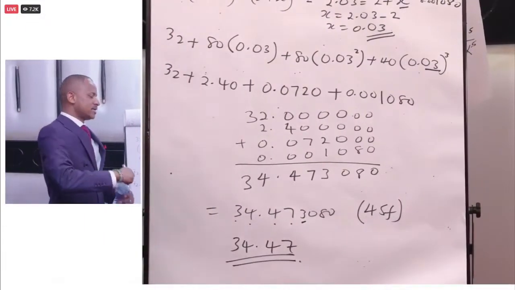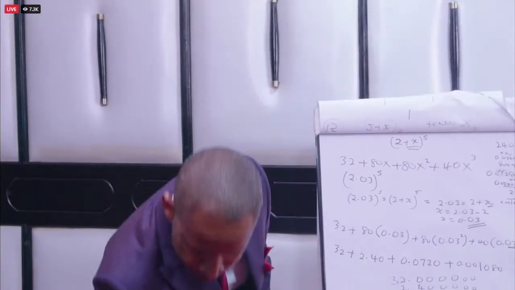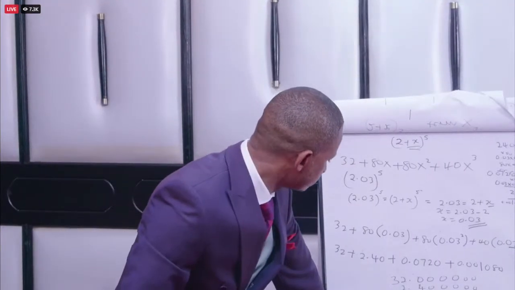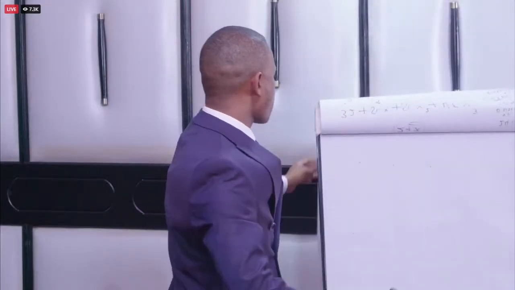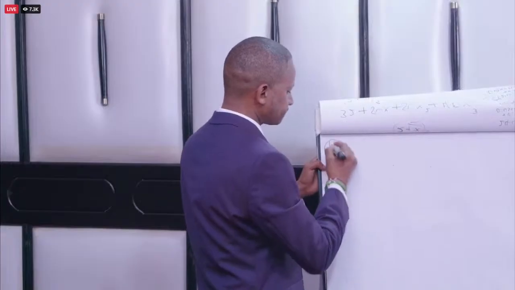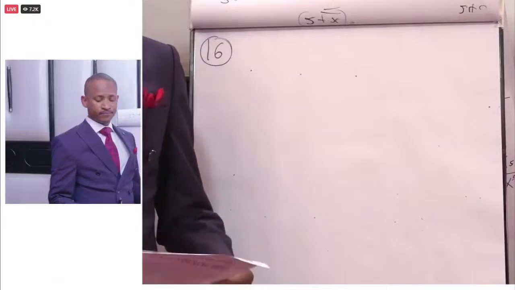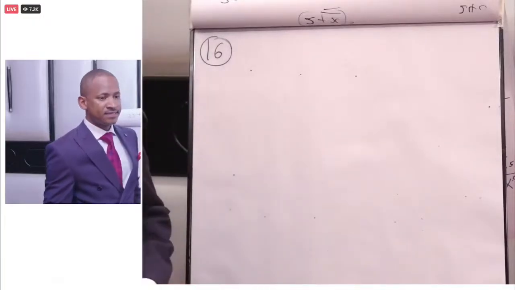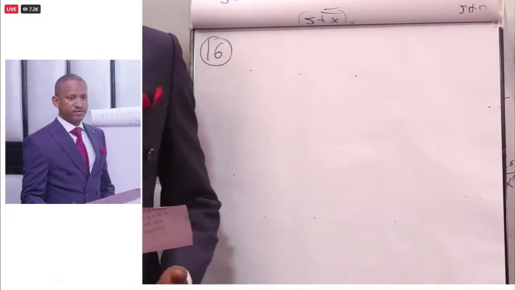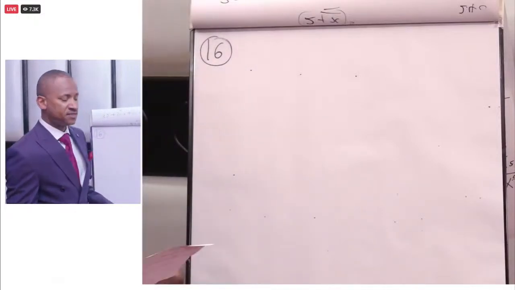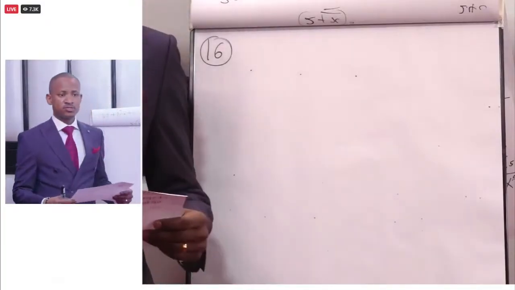Then the last question, class. Then I give you an assignment. Question 16. Now that last question, I did not type it there. But I've decided to put it now, just a few minutes before I started the lesson, because I also noticed that it is very common. It is about surds. So I want you to write down the question.